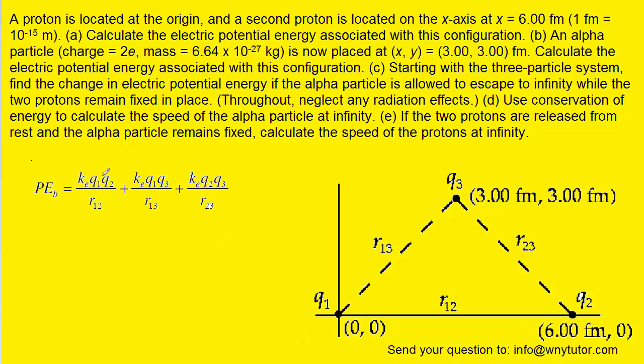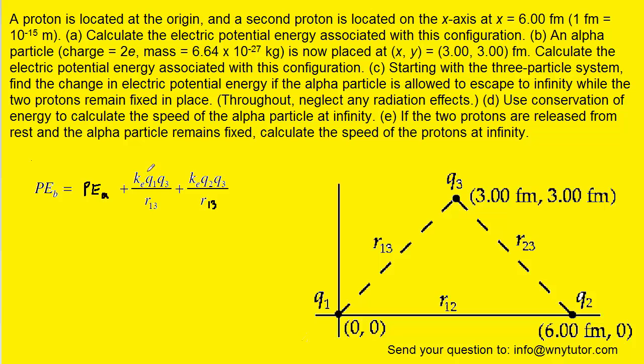Notice that the first term is the exact same potential energy that we found in part A, so we can replace that with the following term. We'll use PE sub A. Also notice that the distances labeled R13 and R23, whatever they are, are going to be equal to one another because of the symmetry of the arrangement. So we can actually call the second denominator R13.